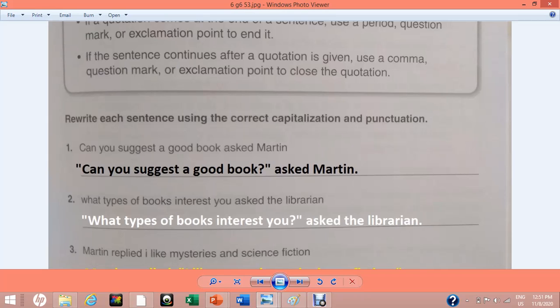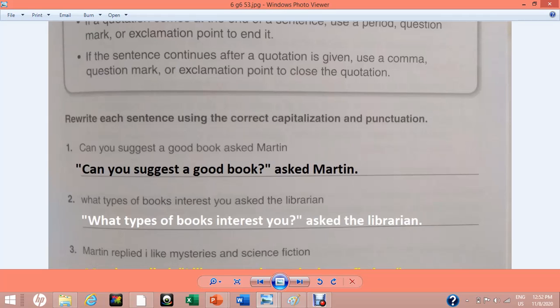Can you suggest a good book? Right? Start a sentence with a capital letter. Even before that, there will be quotation marks or inverted commas. There will be a sign of interrogative, a question mark. Asked Martin. Can you suggest a good book? Asked Martin. Number 2, what type of books interest you? Asked the librarian. In order to clarify the real statement of the librarian, we need to use quotation marks appropriately. What type of books interest you?